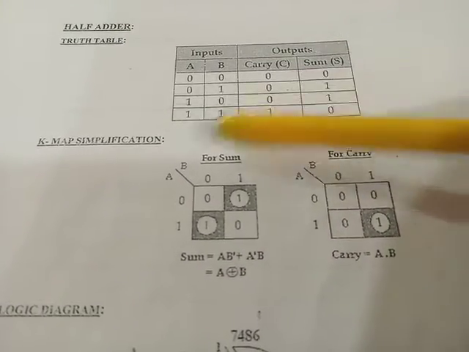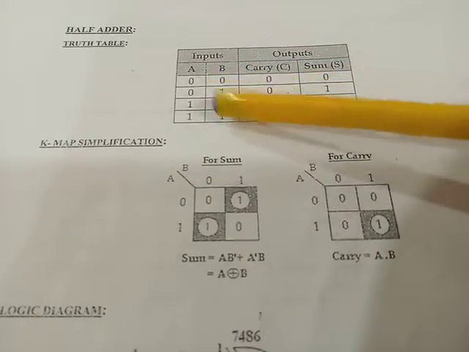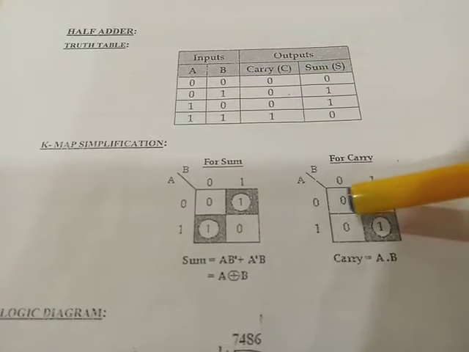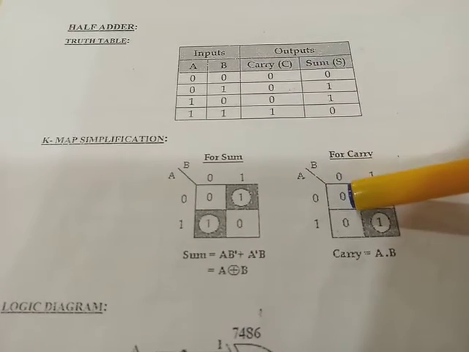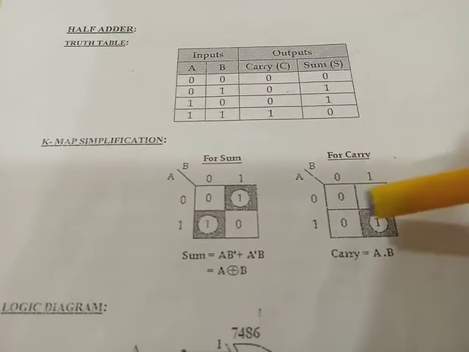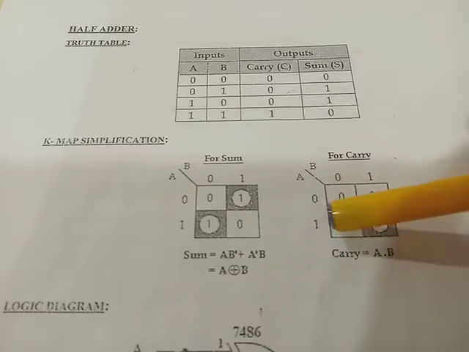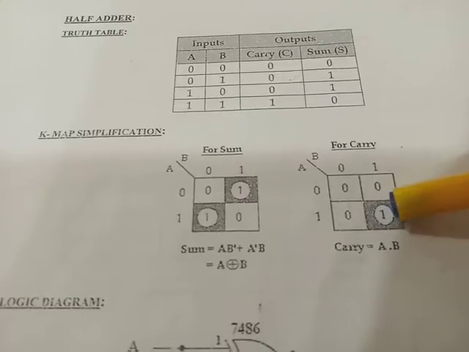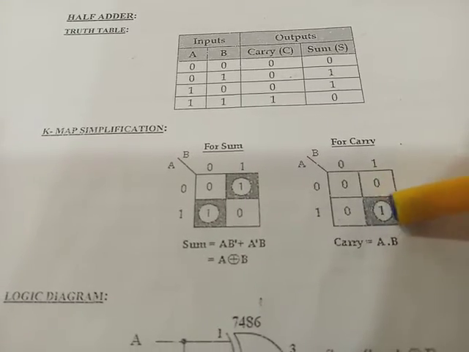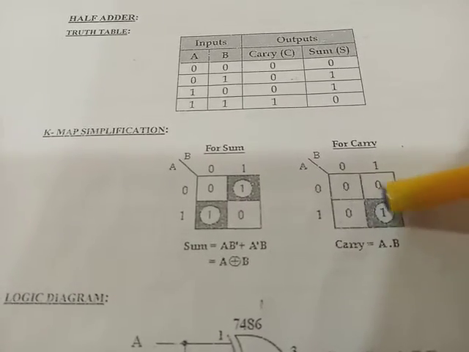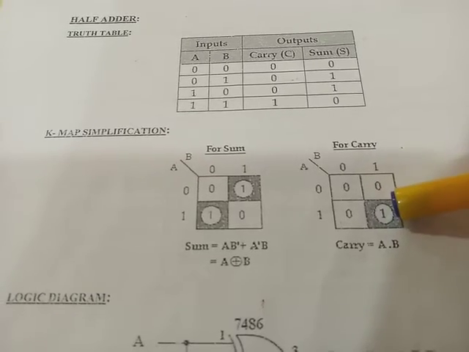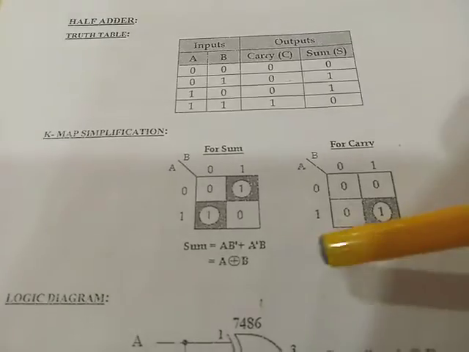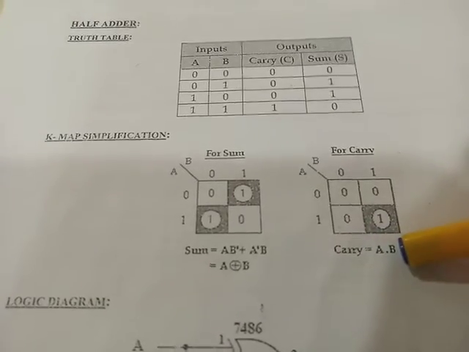And for carry, again the same thing: A and B are the 2 inputs, 0 0, 0 1, 1 0, 1 1, and these are the respective carry rows. For 0 0 it is 0, 0 1 is 0, 1 0 I am mentioning 0, and 1 and 1 it is 1, right? Here it is an isolated 1, so we can't make any grouping. So this place I consider as A into B, so carry will be A into B.